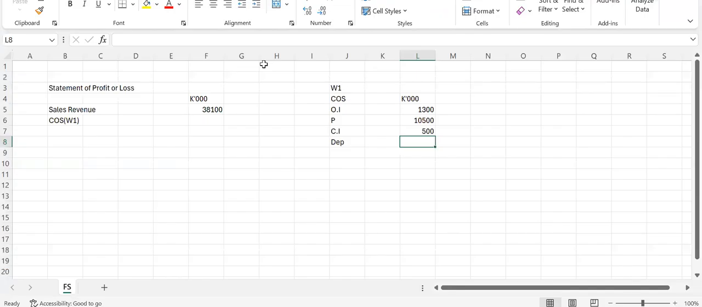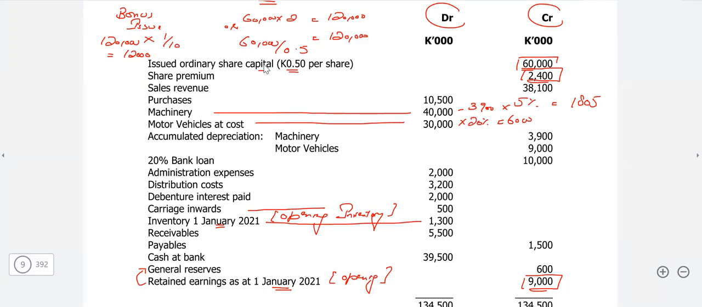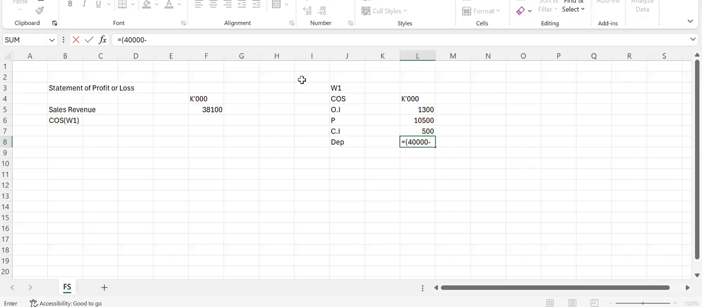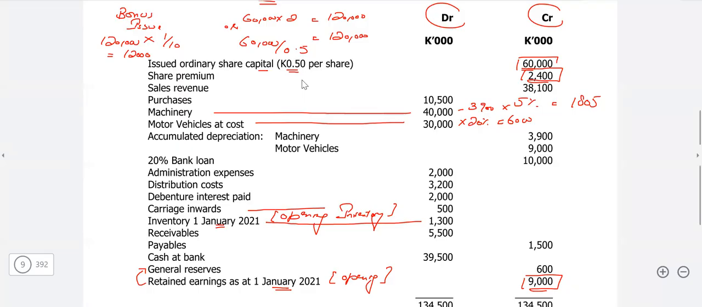So we can simply calculate it. So depreciation is being allocated to the cost of sales. So we have the cost of machinery, 40,000, minus the accumulated depreciation of 3,900. And obviously we need to multiply it by 5%. So that simply we get the depreciation, which is 1,805, right? We already calculated it. I just showed you how to calculate it.